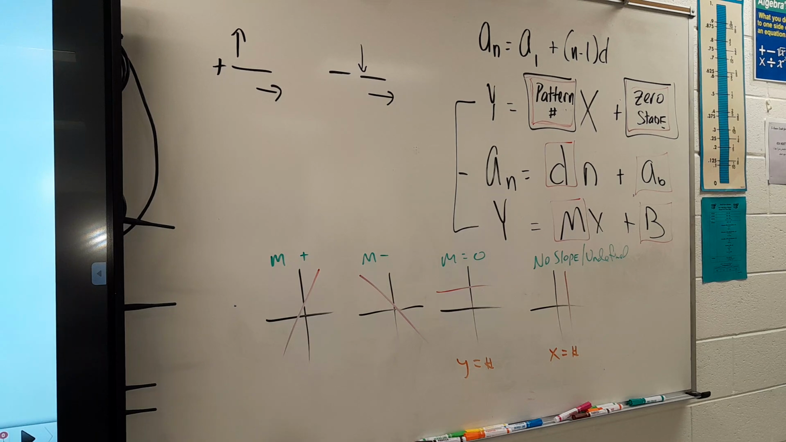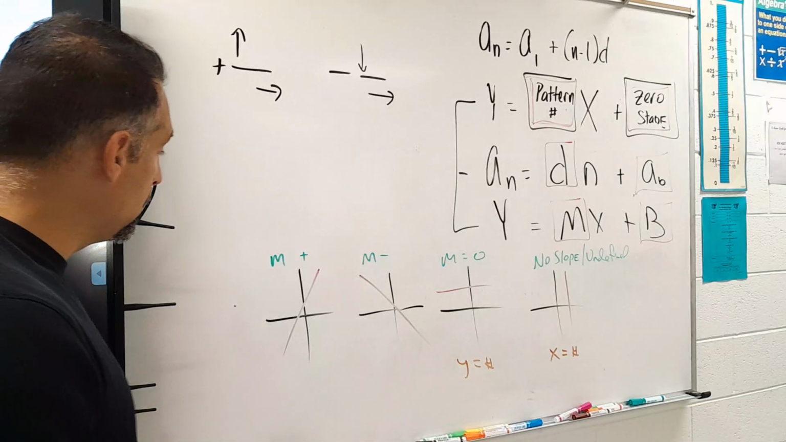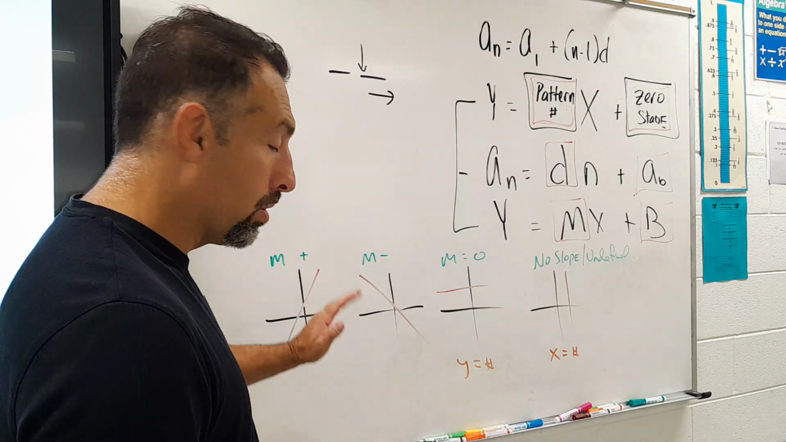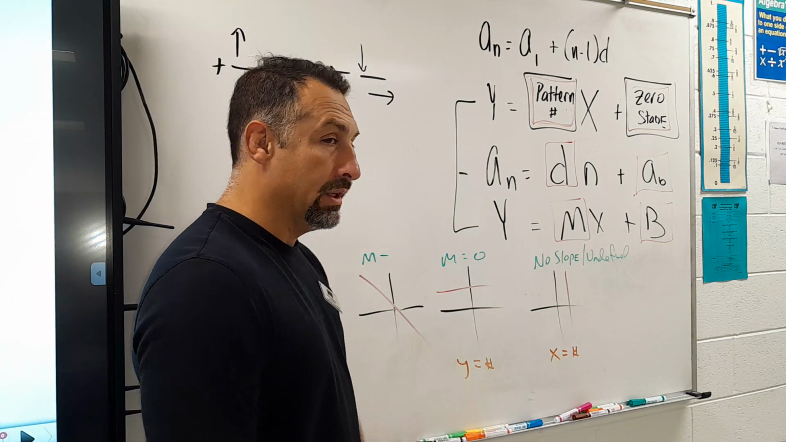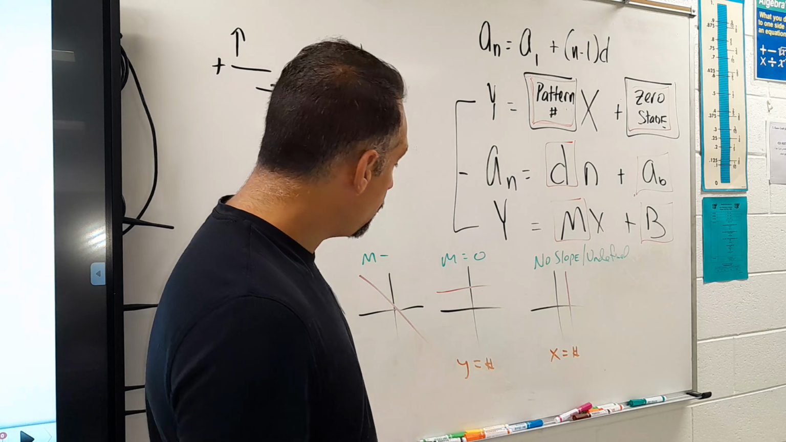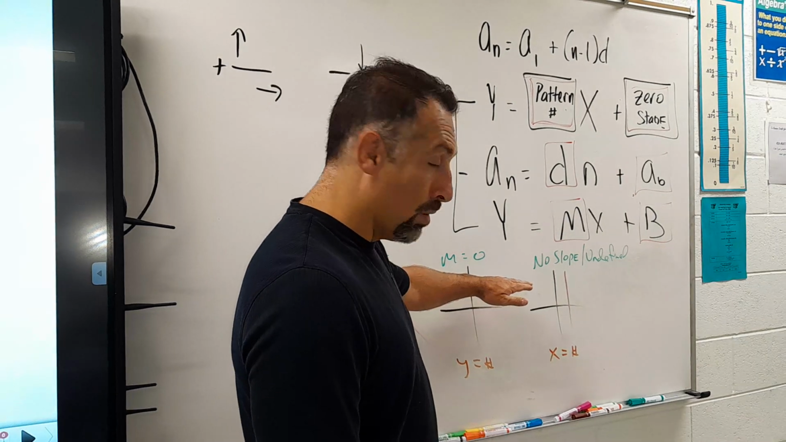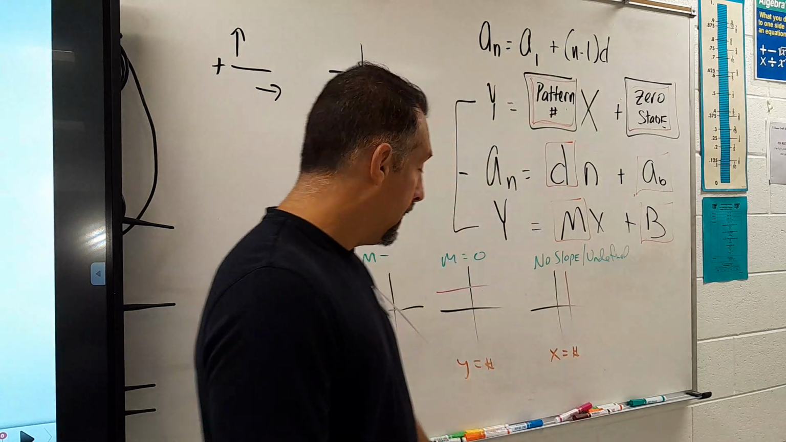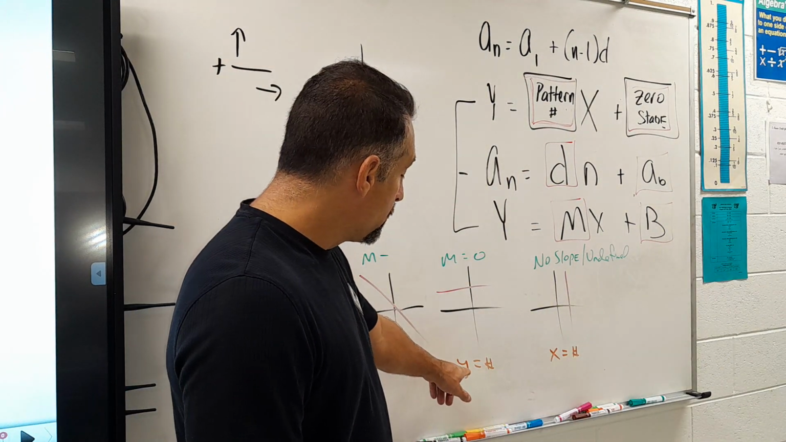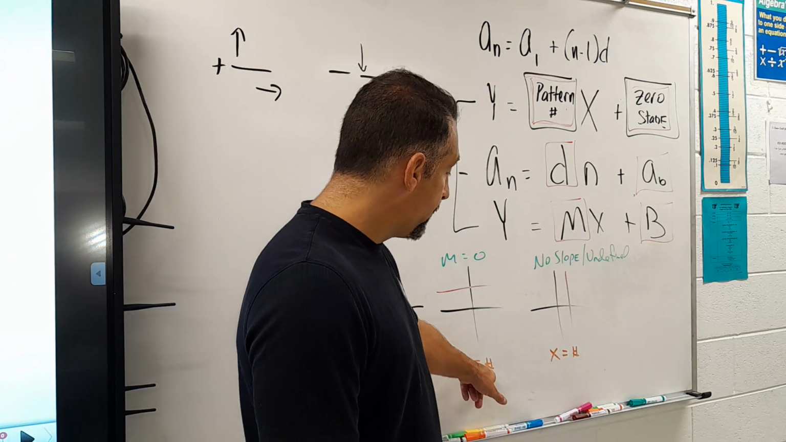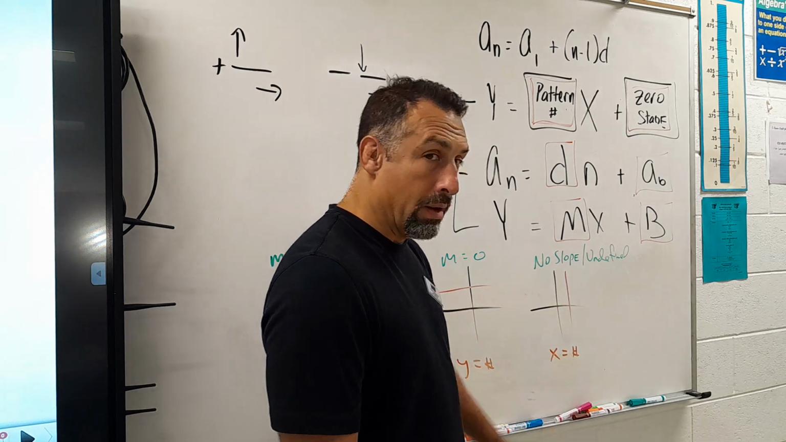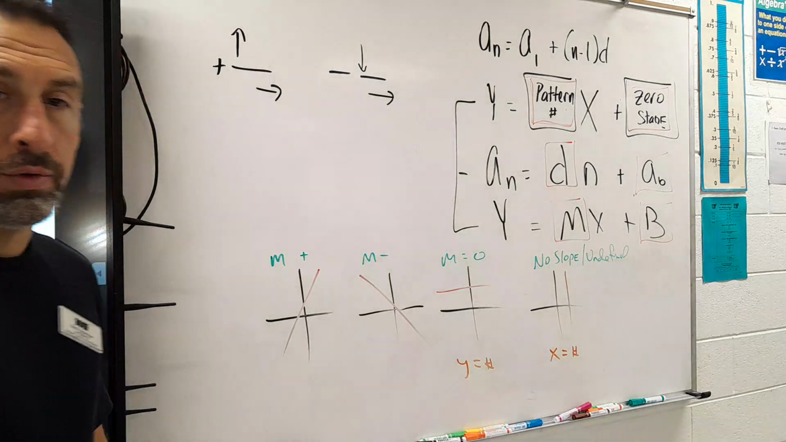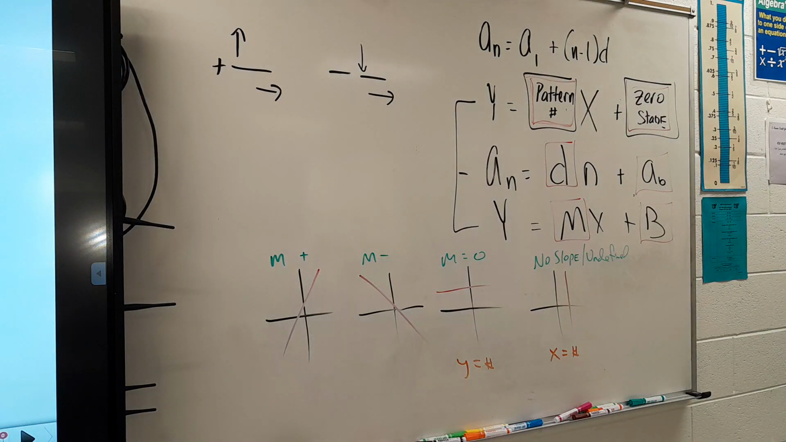Okay, so I just told the kids they had to memorize these 4 graphs. If it has a positive slope, it leans upwards. If it has a negative slope, it has to lean downwards from left to right. If the slope is 0, it's horizontal. And if it's a vertical line, it has no slope or it's undefined. Horizontal lines are always written in an equation, y equal a specific number, and vertical lines are always written in an equation, x equal to some specific number.